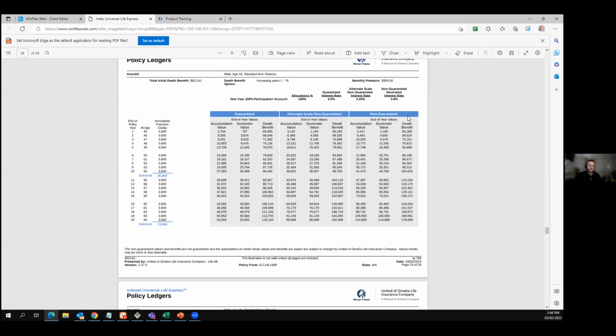Then there is a non-guaranteed, which is that 65-year average. So we would expect it to be closest to around here. It might be a little bit higher, it may be a little bit lower, but it should follow pretty close through the years.